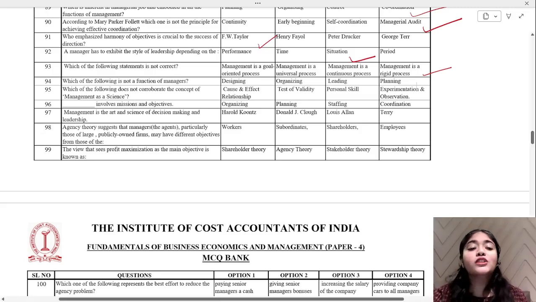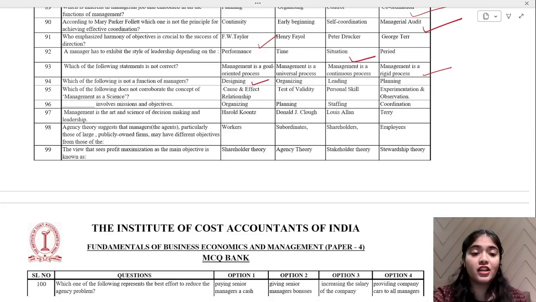Okay. Which of the following is not a function of managers? Designing, organizing, leading, or planning. What is not a function of them? Designing is not the function of managers.